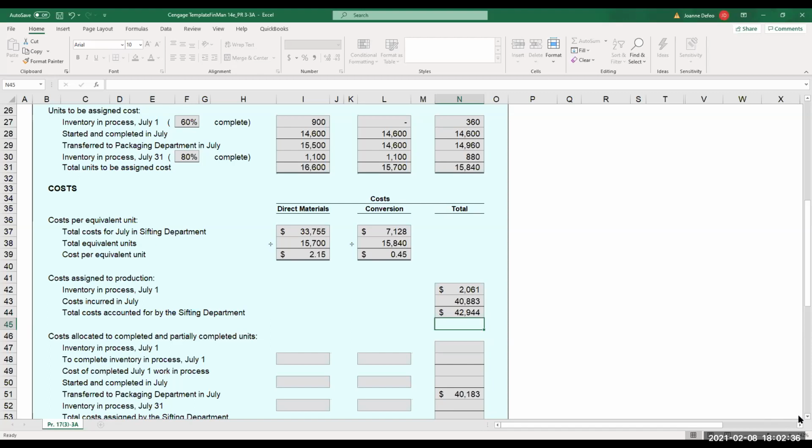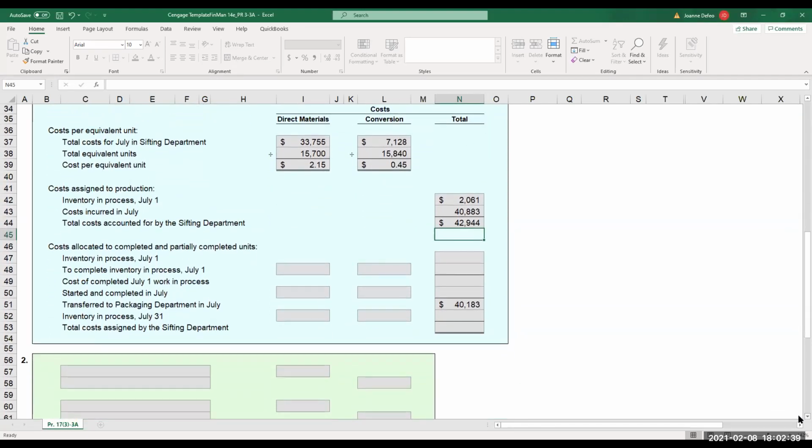All right, we're moving right along. We're almost at the bottom. So now they want to know the inventory. Let me just make sure I'm looking at this correctly. Inventory in process July 1. To complete inventory in July, July 1. So as far as, okay, July 1, 162. So here, cost allocated is the same as this. So we're just going to take that same number and put it here. And then to complete inventory in July 1.